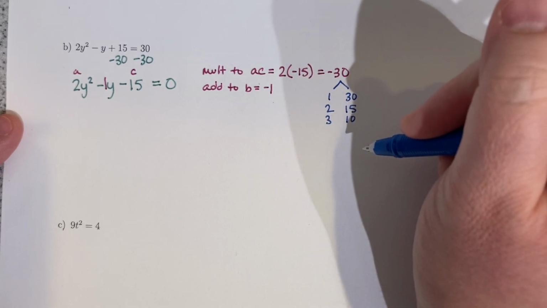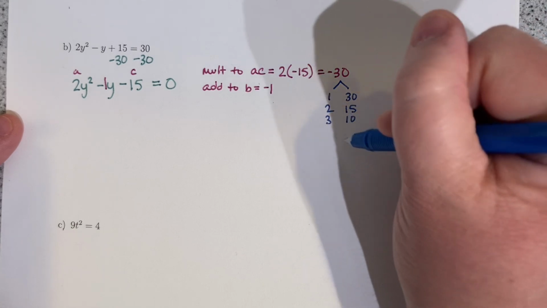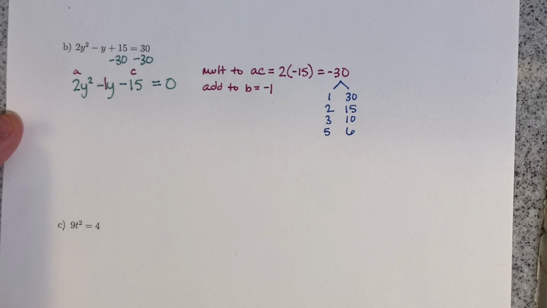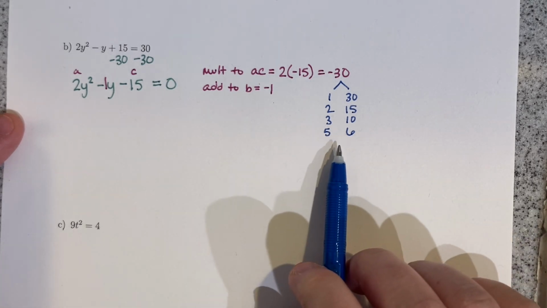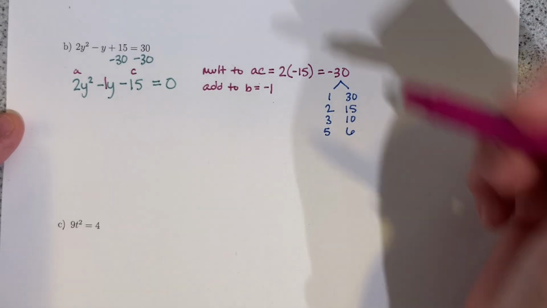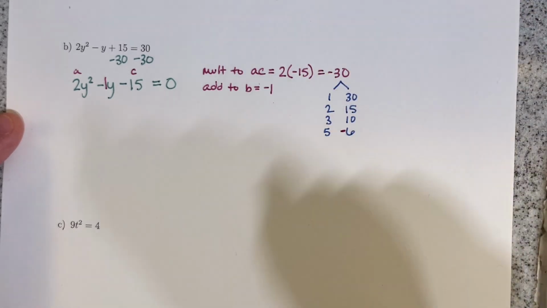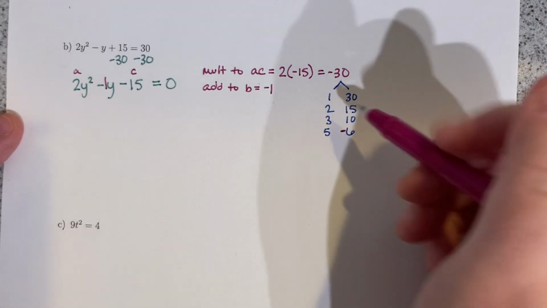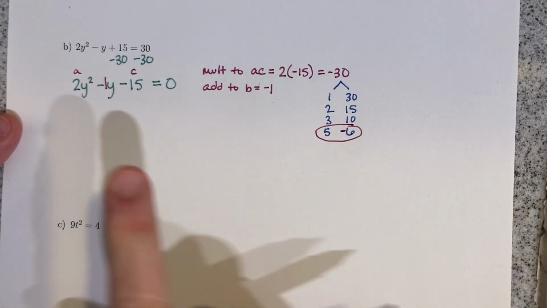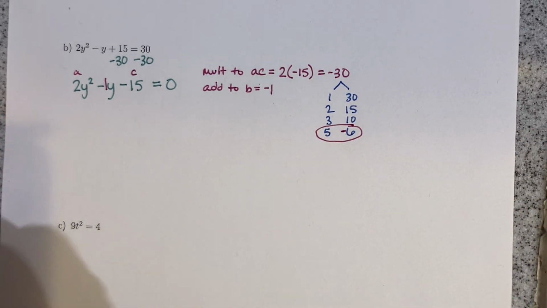Maybe that's it. Do any of these add to 1? Nope, so it's not it. 5 and 6. That's the one we needed. We need to add to a -1. So that means the bigger number has to be the one that's negative. So we're going to use +5 and -6, but with the AC method, I can't go straight to parentheses. We have to split the middle term.